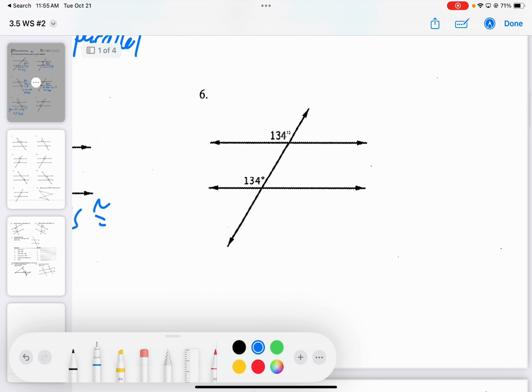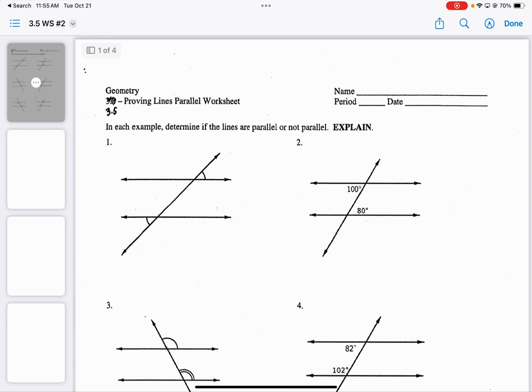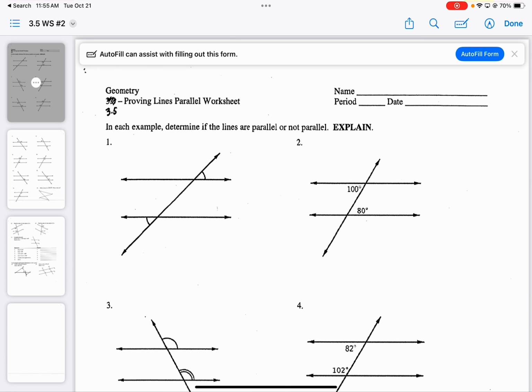Number 6, Jillian. Yes. Why? Because corresponding angles congruent implies parallel. Good job.